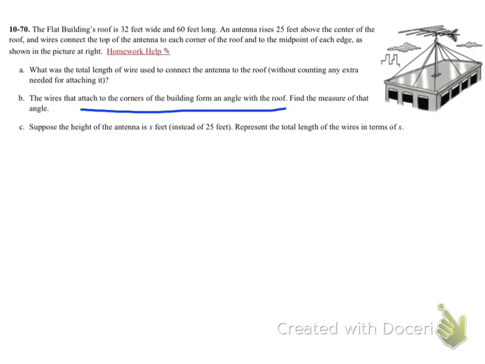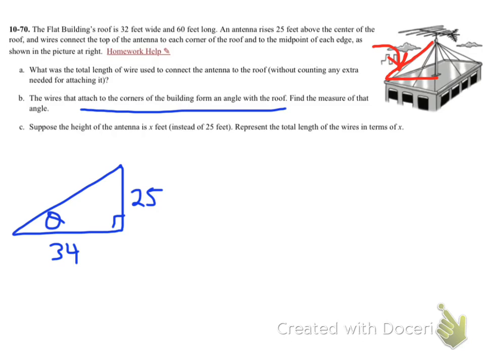Problem B, we're taking a look at the wires that are attached to the corners of the building, and we want to figure out the angle that it forms with the roof. So we're looking at the angle that would be formed right here, that angle. So what I want to do then is take a look at this right triangle. We know that the bottom is 34 along the roof. We know that the antenna is 25 feet up. We want to solve for angle theta.